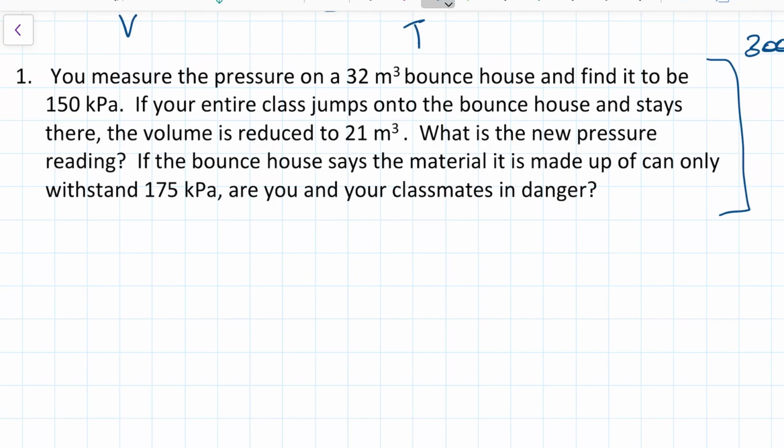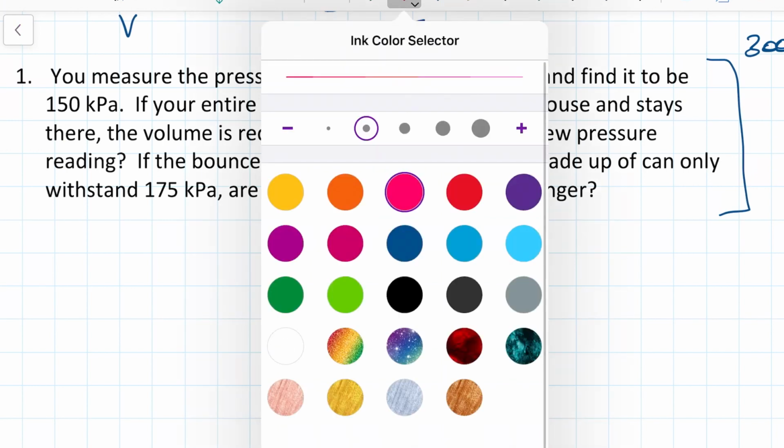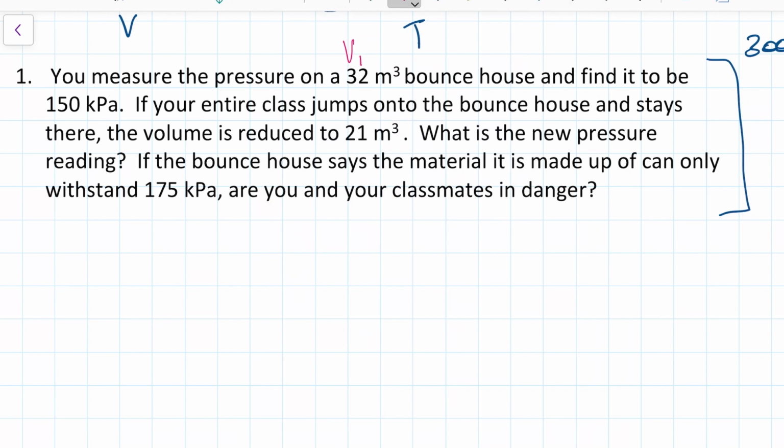Let's go through and see if we can label all the quantities that they gave us. It says here, you measured the pressure on a 32 meter cubed bounce house. So meter cubed means volume, so this would be my volume 1. I'm going to say V1 equals 32 meters cubed.